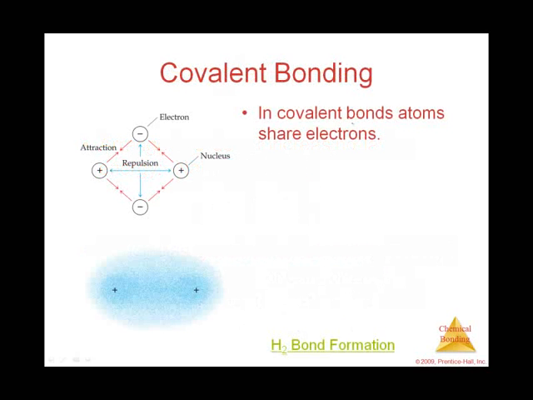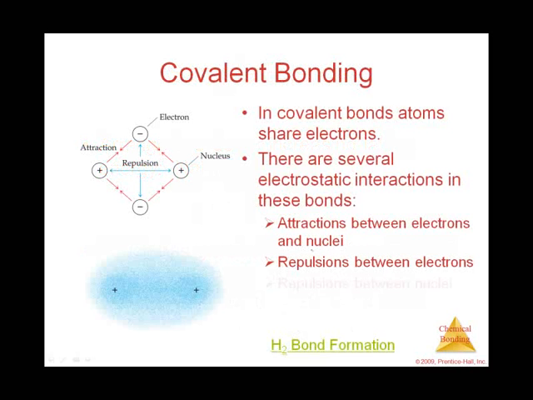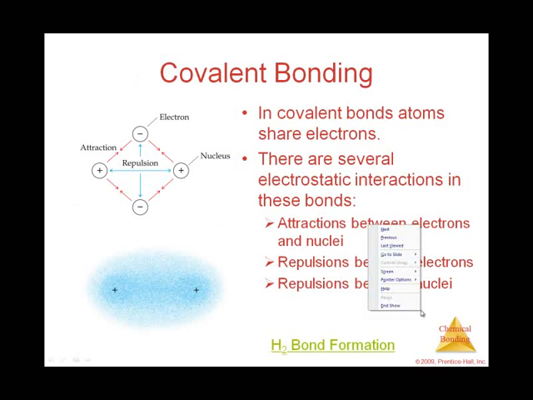Okay, so in covalent bonds, atoms share electrons, and there are several interactions. There are attractions between the electrons and the nucleus. There's repulsion between electrons, and there's repulsion between nuclei. Let me go back and take a look at that little animation, and I want to look at the bond formation.